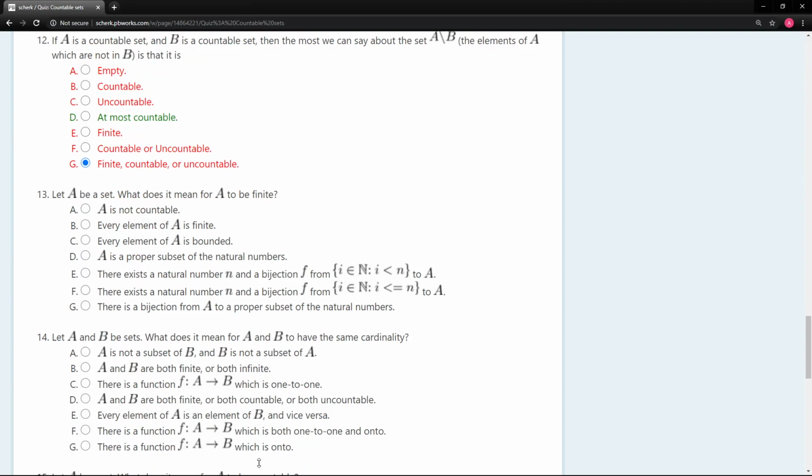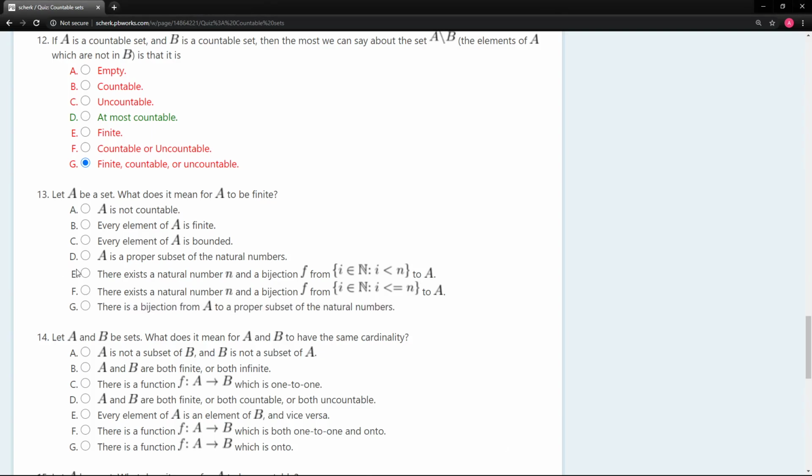Let A be a set. What does it mean for A to be finite? It's not countable. Every element of A is finite. Every element is bounded. A proper subset. There exists a natural n and a bijection from this to this. So, with our definition, it has to do with bijection. There is a bijection from A to a proper set of the natural numbers. So, which one is it?